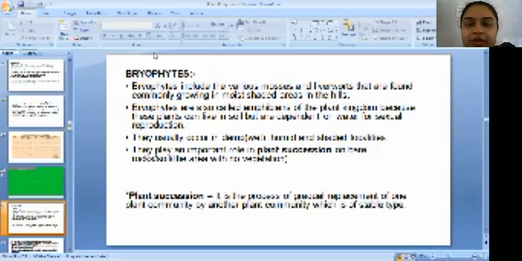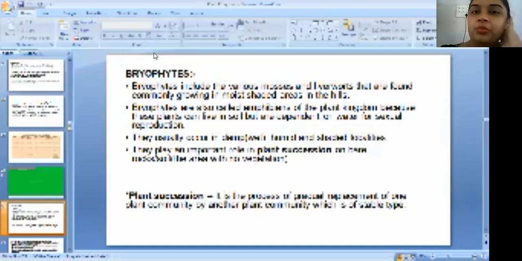Second point, as I said, they are known as amphibians. Where are they found? They are found in wetlands where moisture is there. Anything else? Shaded regions, bare rocks and soil. Yes, very good. They are known for plant succession.